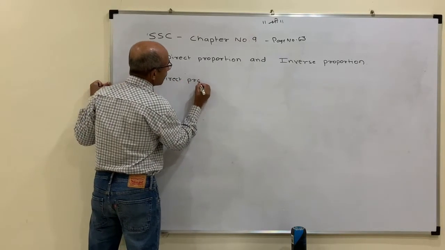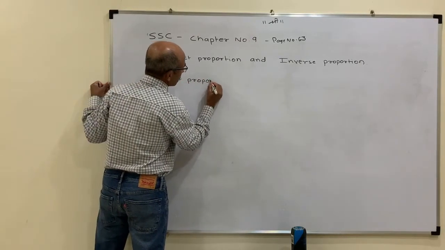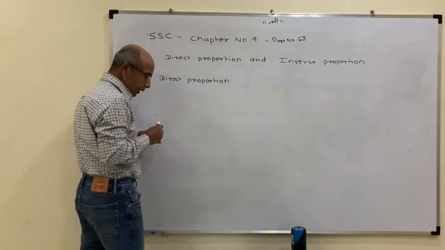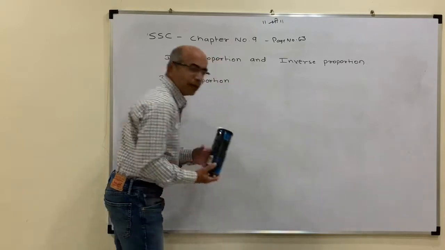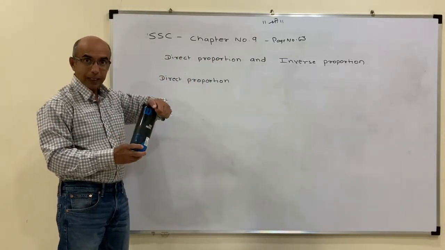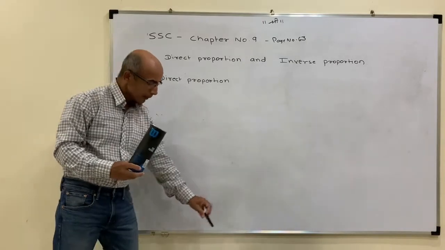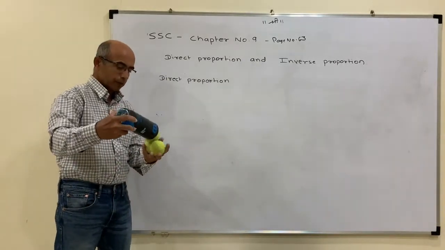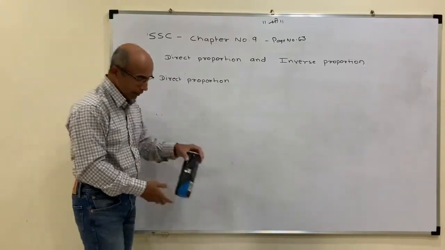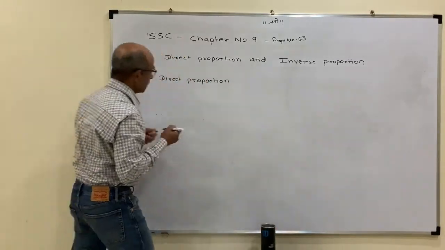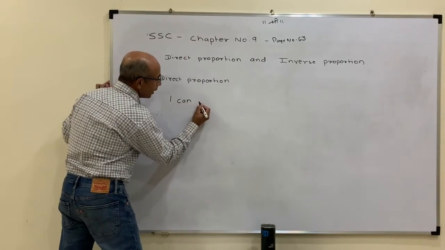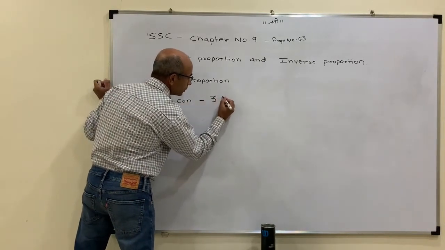Direct proportion. Now let's consider I'm having this can of tennis balls. Now this one can contains 3 tennis balls. So I write it on the board. One can, 3 balls.